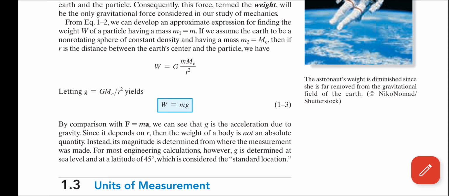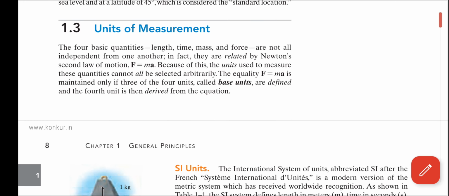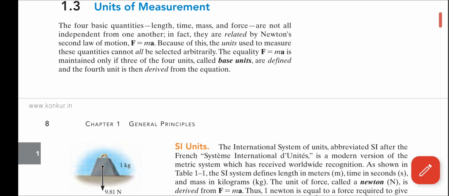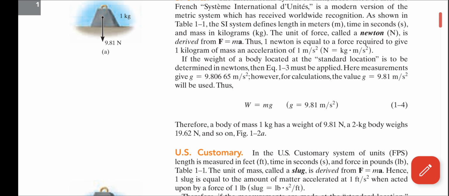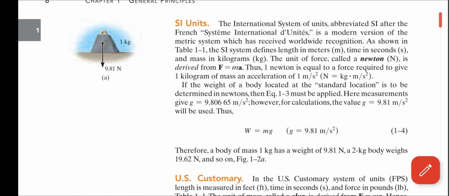Okay, units of measurements. We have two systems of units, SI units and US units. In SI units, like we talked about before, the mass is in kilograms and the length in meters, and time is not going to be any different, it's always in seconds.